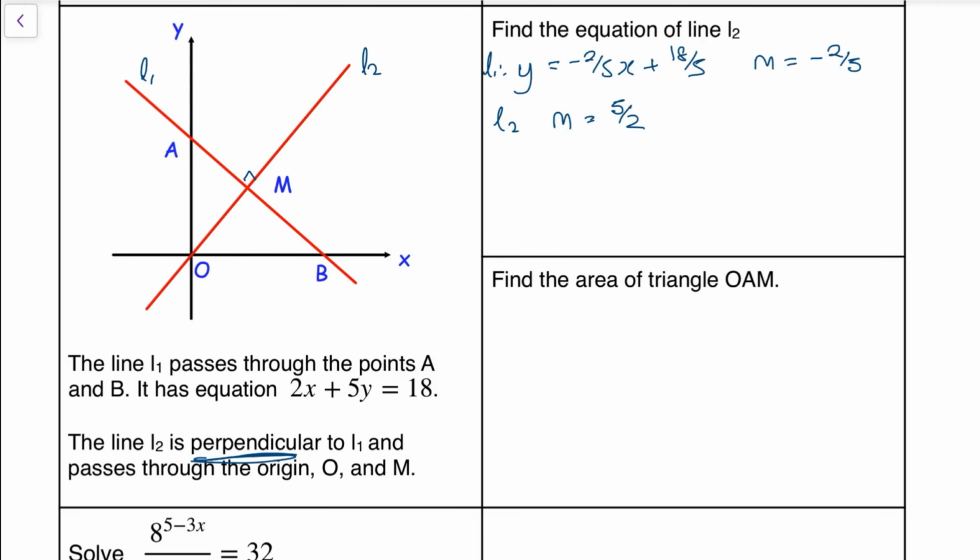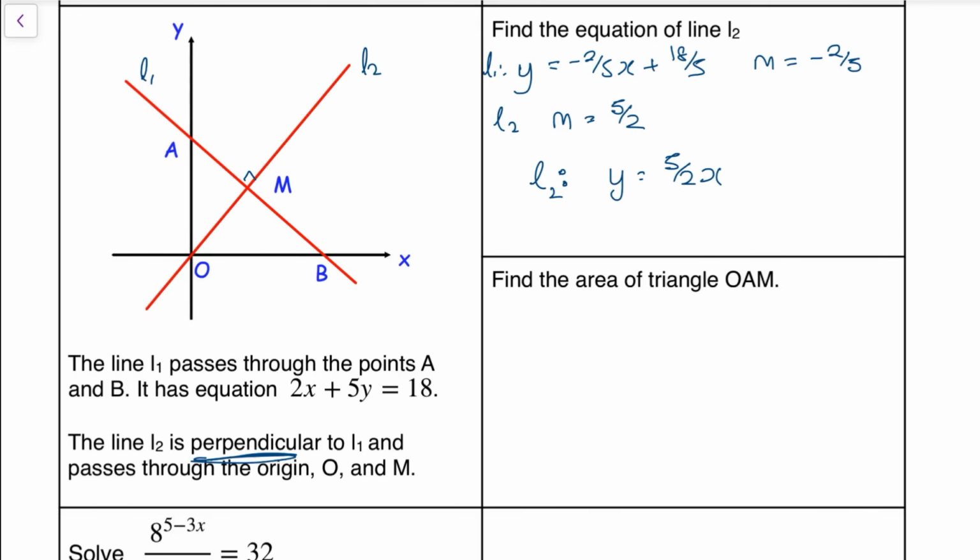And straight away I can write the equation. So the equation of L2 is going to be y equals 5 over 2 x. How can I do that? Because it goes through the origin, so there's no c term. So I can just write that straight down. So first question done, y equals 5 over 2 x. Next part of the question.